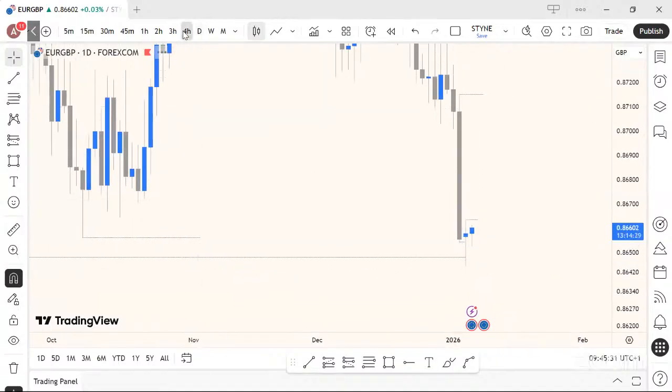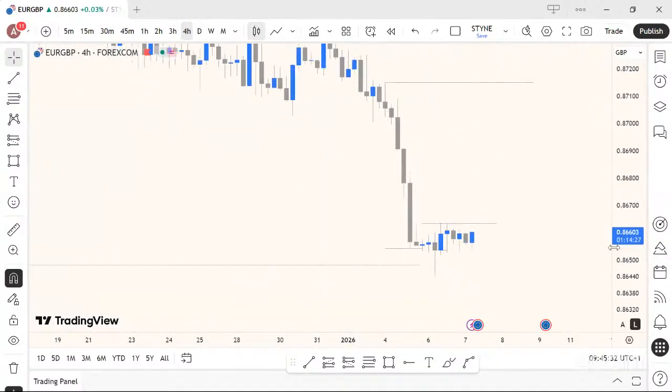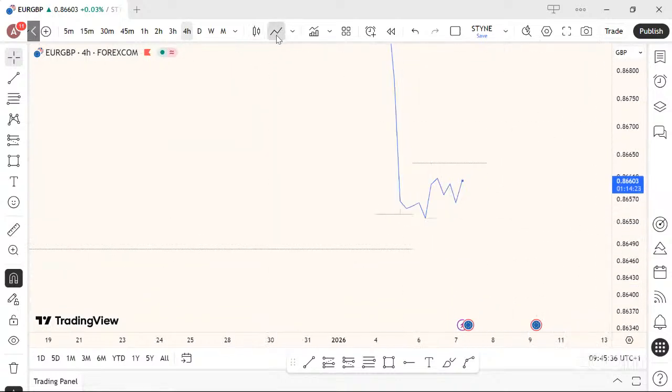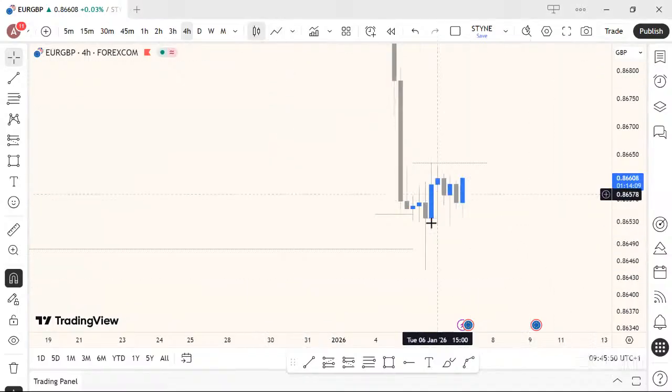So let's see the H4. H4 is where we go to look for expansion. So if you go to the line chart, you can see that there was a very nice sweep and break situation here. See that price swept the low here and then came to break structure to the upside. So we are now interested in the buy that has to happen here.